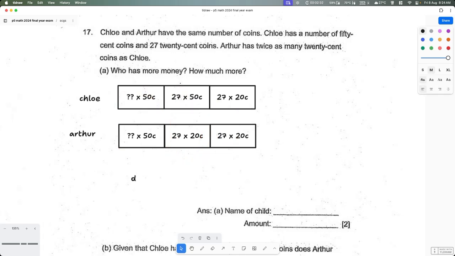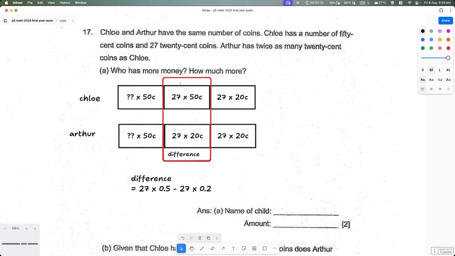So I'm going to draw this as the difference in red. So this over here is the difference. Oops, black. So this is the difference, right? Can make it a little bit smaller. Okay, so the difference is equal to 27 times 50 cents, so 0.5, minus 27 times 0.2.